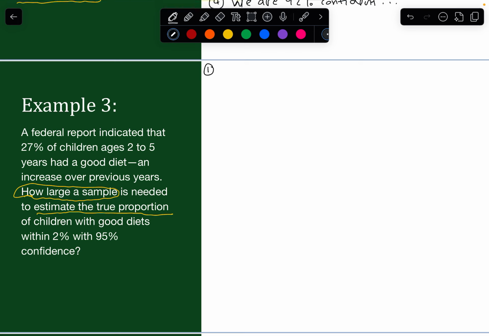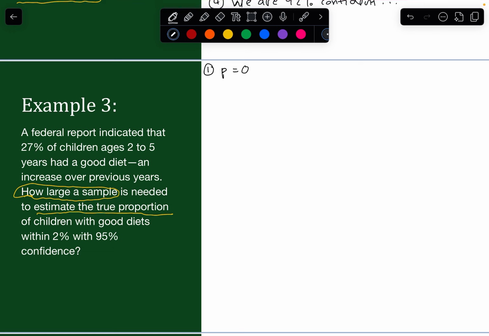For the state step, it says a federal report indicated that 27% of children ages 2 to 5 years had a good diet, an increase over previous years. So we have an estimate for P.